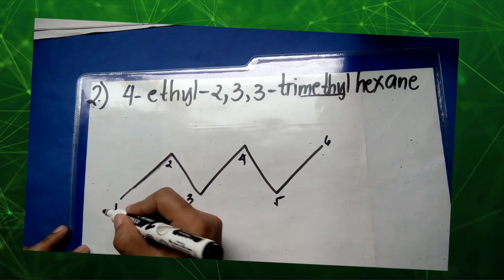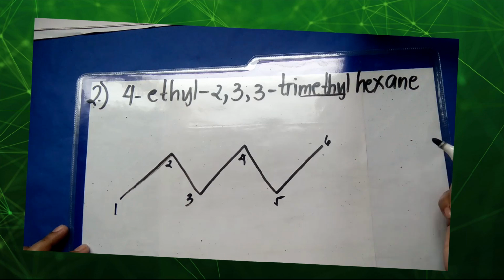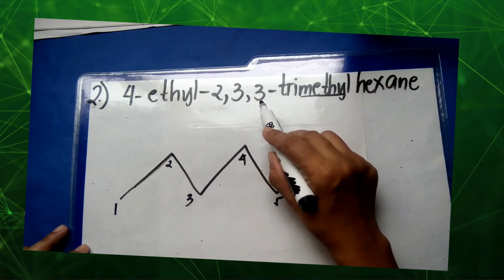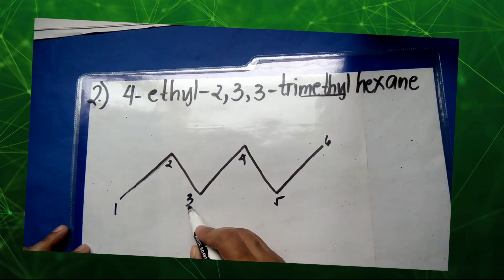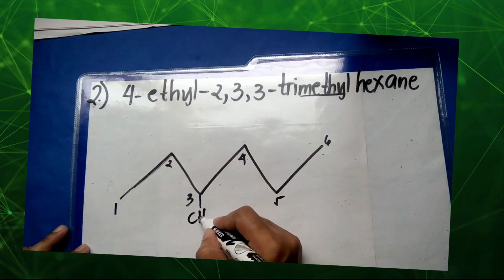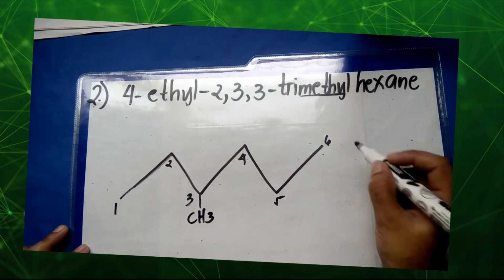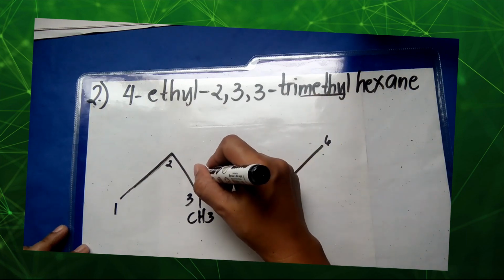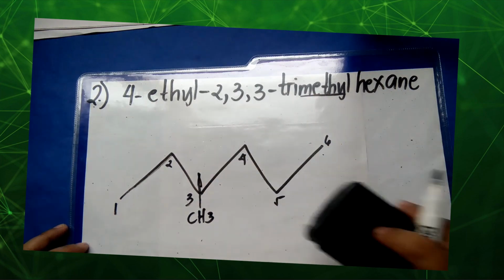Okay. Let us now place the methyl. Sabi po dyan, sa number 3, mayroong methyl. So number 3 is right here. So maglalagay ako ng CH3 dyan. So another number 3 daw ulit, mayroon pang isang methyl. So let us place here another methyl.